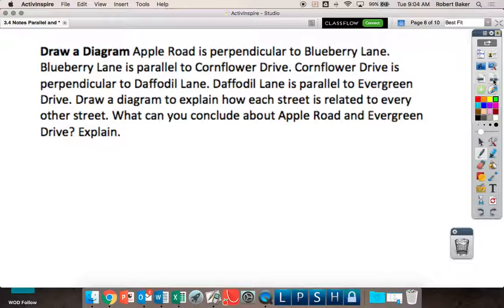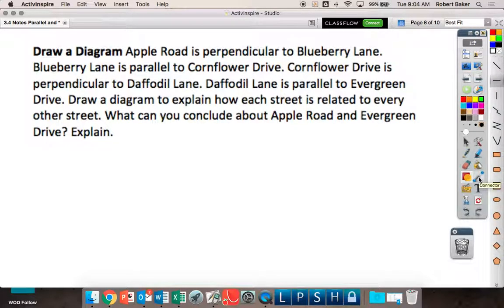So, Mr. Ray, because you helped, let's draw it together. You want Apple to go up and down or left and right? Okay, I'm going to draw Apple green because apples are green. You know what? I'm going to do red because Evergreen is green. Apple Road, red. Got it. Now, it says Blueberry is perpendicular. Does that go left and right or up and down?